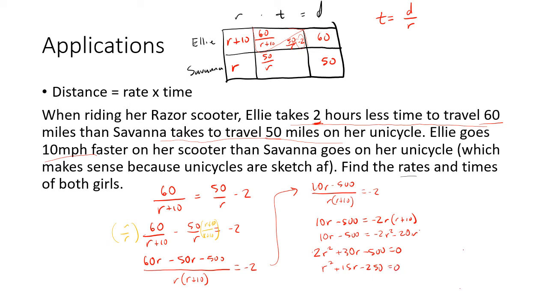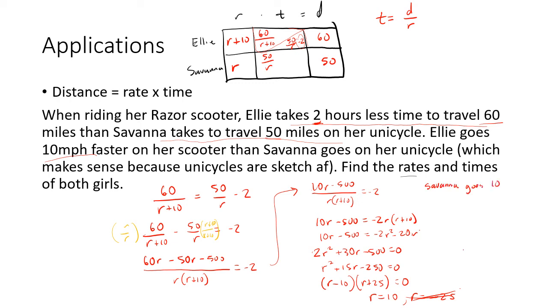Now this factors to R minus 10 and R plus 25. So we have our two possible rates: R is equal to 10 or R is equal to negative 25. Hopefully you see that this negative 25 rate doesn't make sense. How could you have a negative rate? So R is 10. That means R was Savannah's rate.